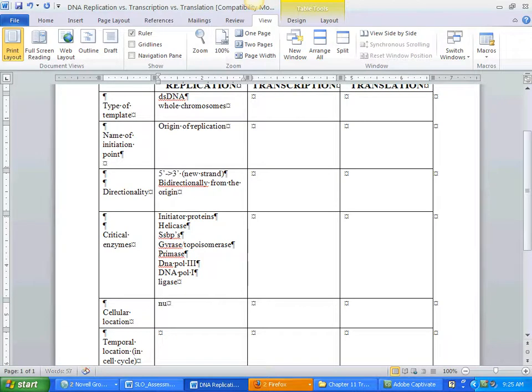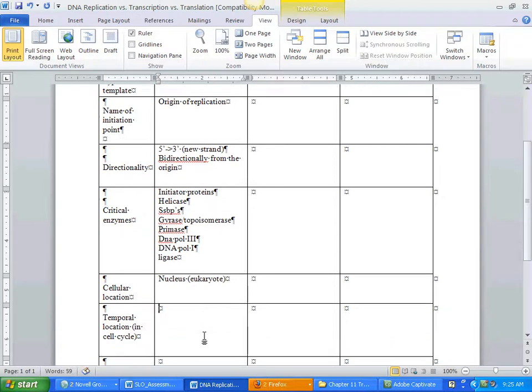DNA replication happens in the nucleus because DNA always stays in the nucleus. Now that would be in a eukaryotic cell. In a prokaryotic cell, DNA replication happens at the nucleoid region. Temporal location, meaning timing. When does DNA replication happen? In a eukaryote, it happens during S phase.